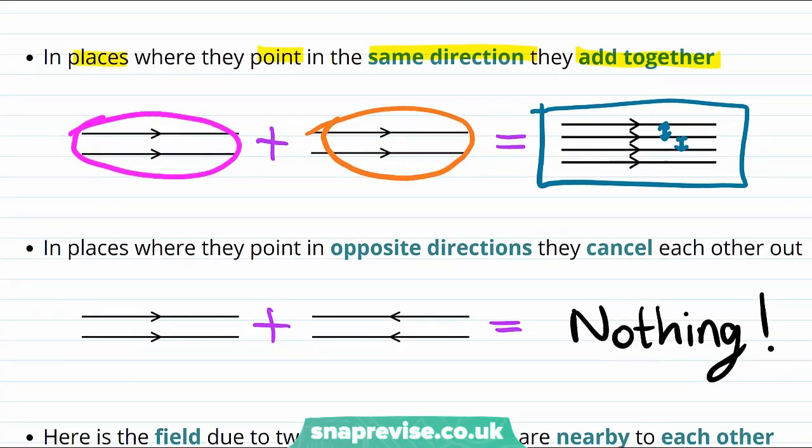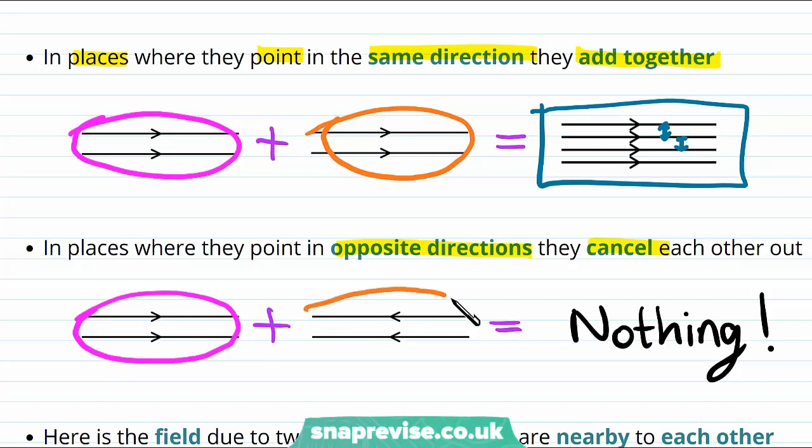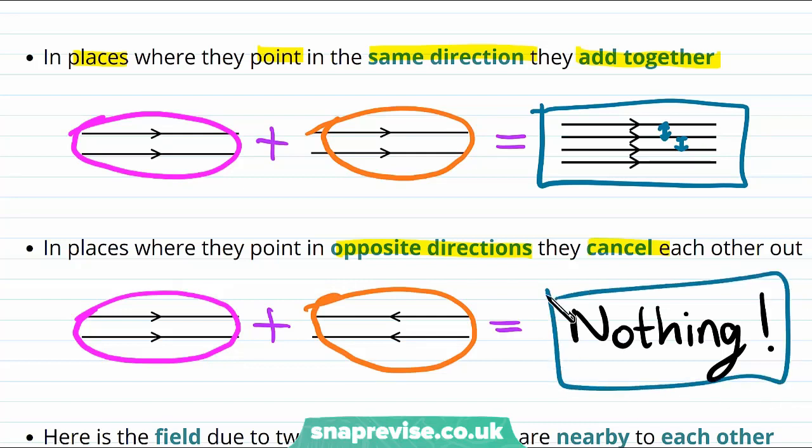Now what about in places where the fields overlap and they point in opposite directions? In this case, they're going to cancel each other out. So imagine that the field lines due to one of the magnets points to the right. Imagine the field lines due to the other magnet point in the other direction. Then in that region, there should be no magnetic field, because the field lines cancel out.